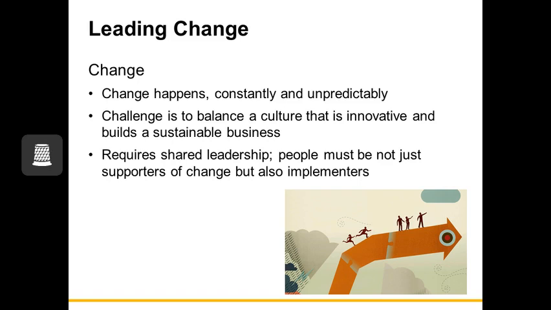Okay, the challenge that we deal with as leaders in terms of change and innovation is that we're trying to balance cultures that are innovative, but also contribute to a sustainable business model. And as we do this, we need to remember that leading change and innovation requires shared leadership. Our people can't just be supporters of change, but they also have to be involved in developing change and implementing the results.